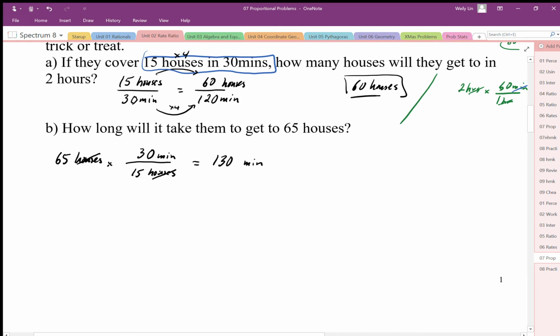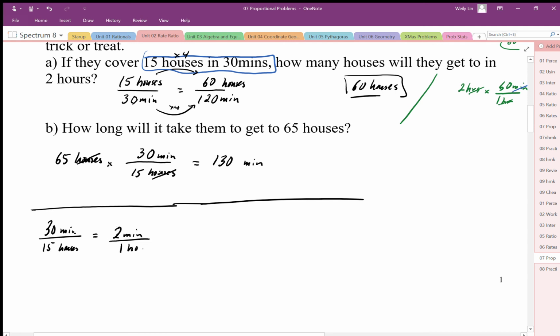This problem could also be done as a unit rate. We know that we have 30 minutes for 15 houses. So my unit rate, this is separate here, becomes 2 minutes per house. So if I have 65 houses, notice that the unit rate becomes our multiplier. We can just times this by 2, and we can get our 130 minutes that way.